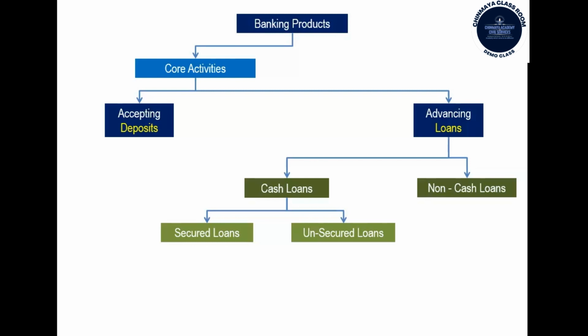For the people who came now, I just started. Advances are loans, which are cash loans and non-cash loans. Cash loans, I give cash. Non-cash loans, I give some sort of guarantees. These cash loans can be further classified into secured loans and unsecured loans. Secured loans, we give a collateral or a security. A collateral can be converted into a security. That means a collateral can be converted into a paper format.